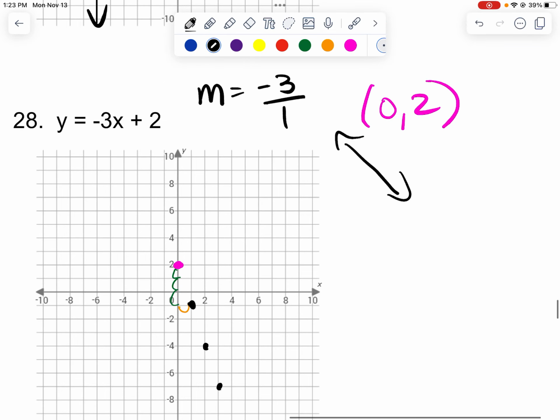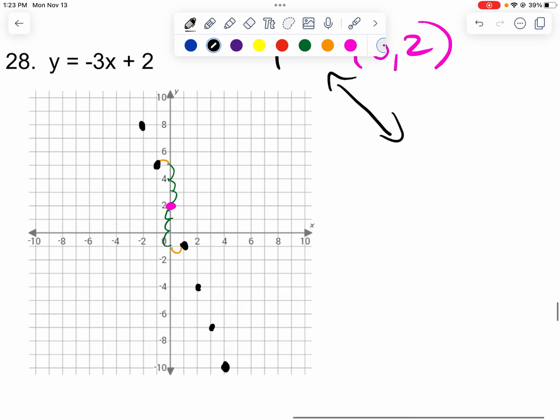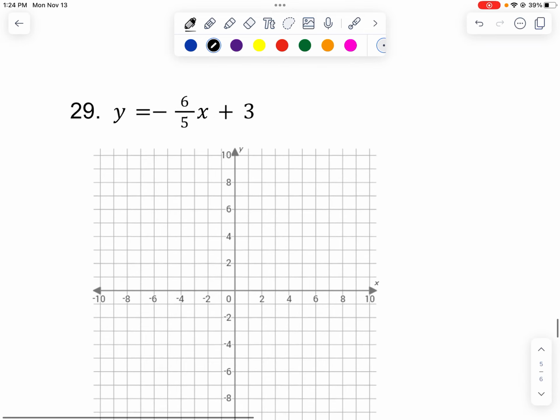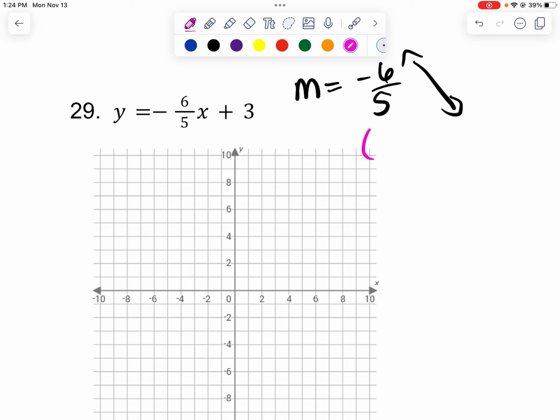Now, could I have gone from my pink spot up? I could have gone up 1, 2, 3, but I would have to make sure I go to the left 1, and have a line that looks like this. Okay. Number 29, my slope equals negative 6 over 5. Remember, that's negative, so it's going to go this way. And the point is 0, 3. So I go to 0, 3.